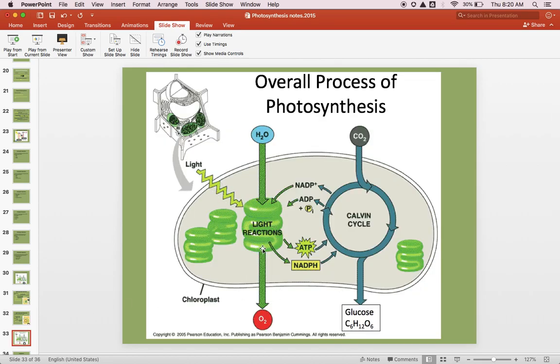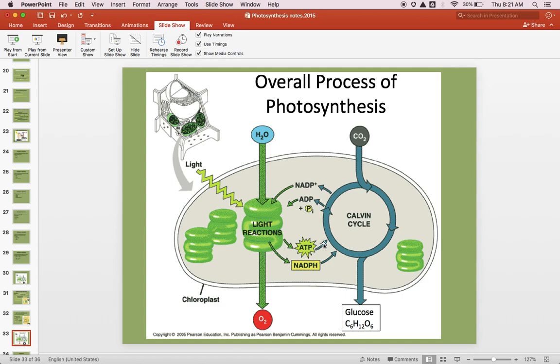So the light reactions are going to use light energy to make ATP and NADPH energy for the Calvin cycle. In that process, the water molecules are going to be split to replace electrons here on the thylakoid membrane, and oxygen gets released. The ATP and NADPH energy get used up in the Calvin cycle to turn CO2 into glucose.